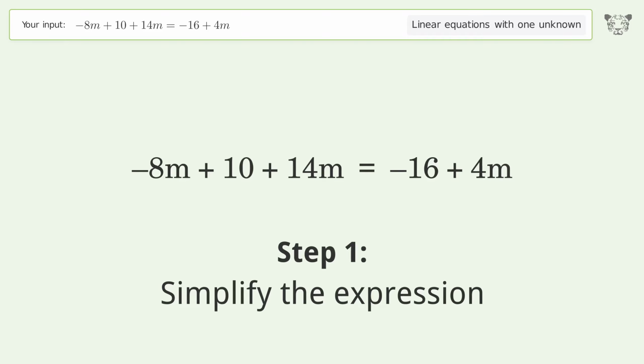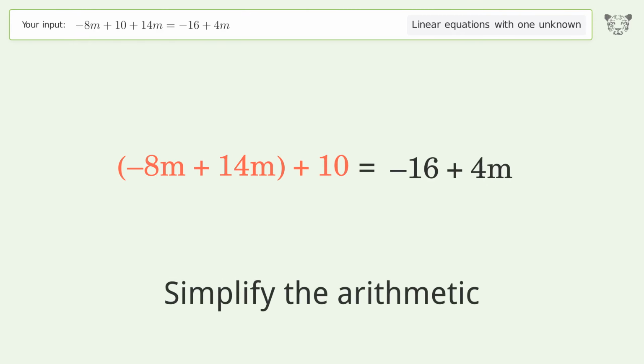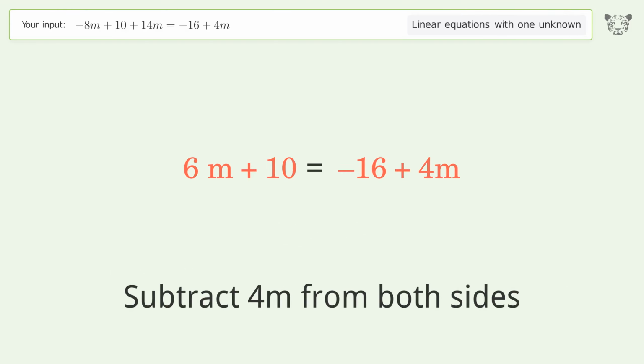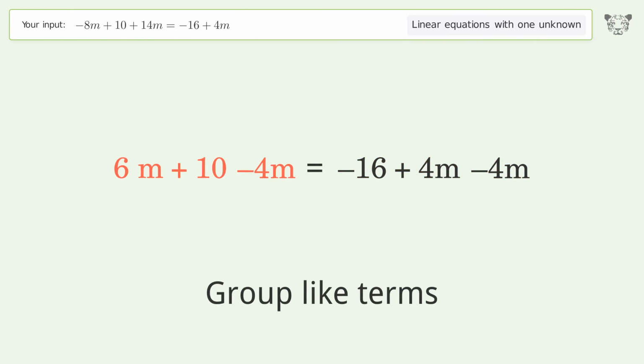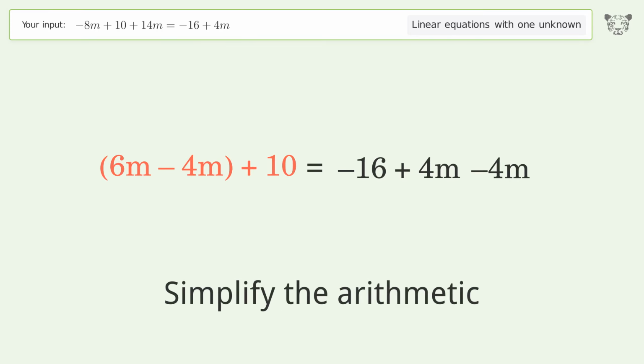Simplify the expression. Group like terms. Simplify the arithmetic. Group all m terms on the left side of the equation. Subtract 4m from both sides. Group like terms. Simplify the arithmetic.